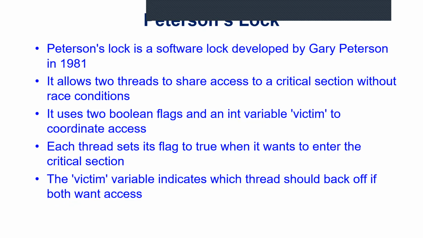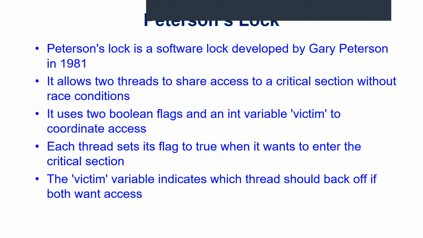Now we'll see the Peterson lock. Peterson lock is a classical software-based mutual exclusion algorithm that allows two threads to share access to a critical section without a race condition. The lock is named after its creator, Gary Peterson, and it was introduced in 1981. It allows two threads to share access to a critical section without race condition.